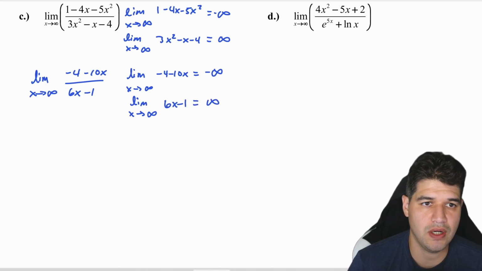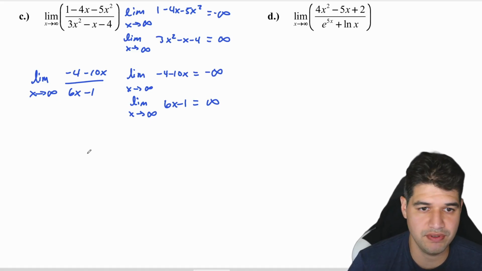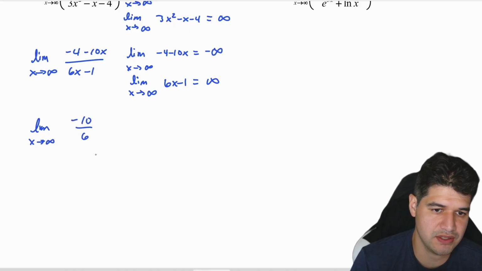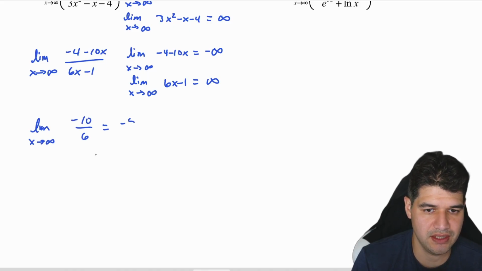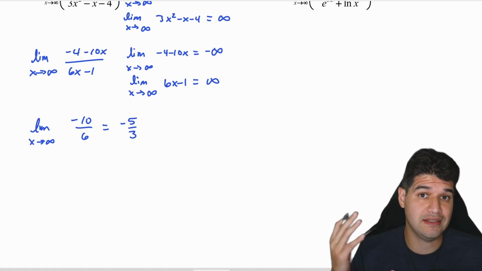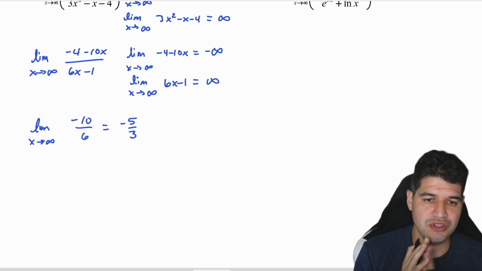All right, so I am going to apply L'Hopital's rule again, and I am going to take this derivative. So it's going to say the limit as x approaches infinity of negative 10 over 6. Well, that's an easy limit. That's just negative 5 over 3. So we can even take these limits all the way down to just their basic coefficient. And again, we didn't even need to do that in this case.